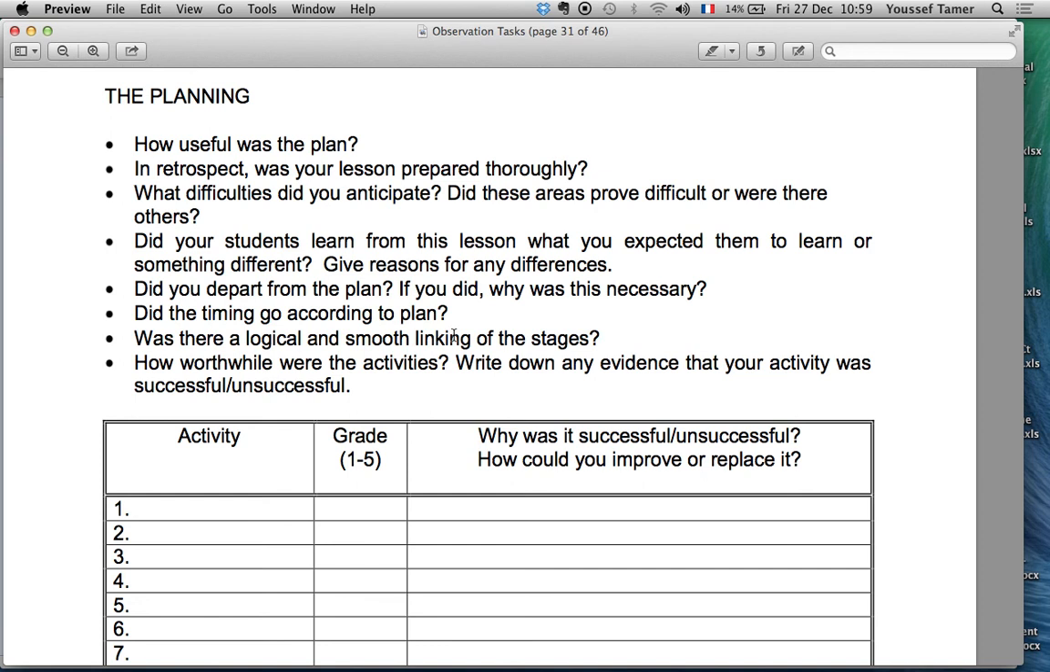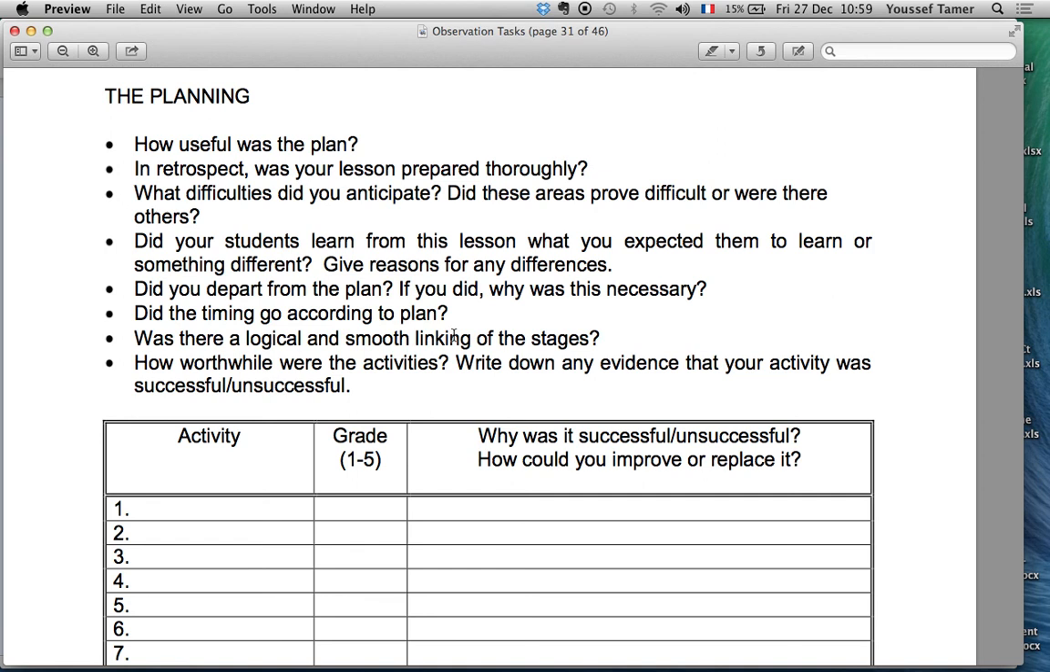Your timing, did you follow the plan? Your lesson plan, you provide the timing. Did you follow this? Was it okay? Was there logical and smooth linking of the stages? Yes, very important as well. How worthwhile were the activities? Were they useful activities for the students?